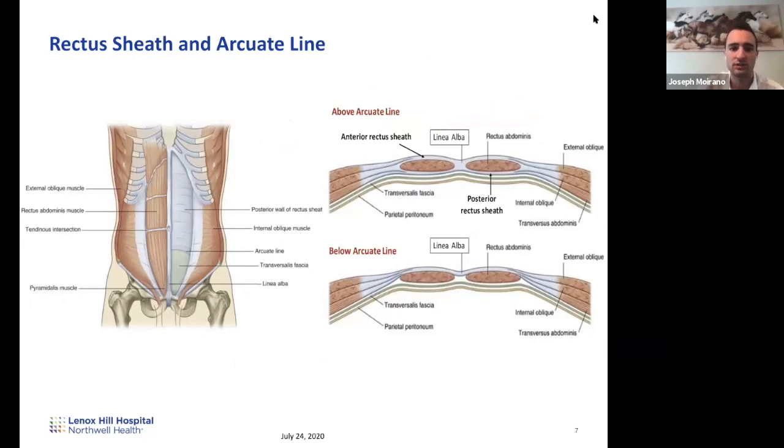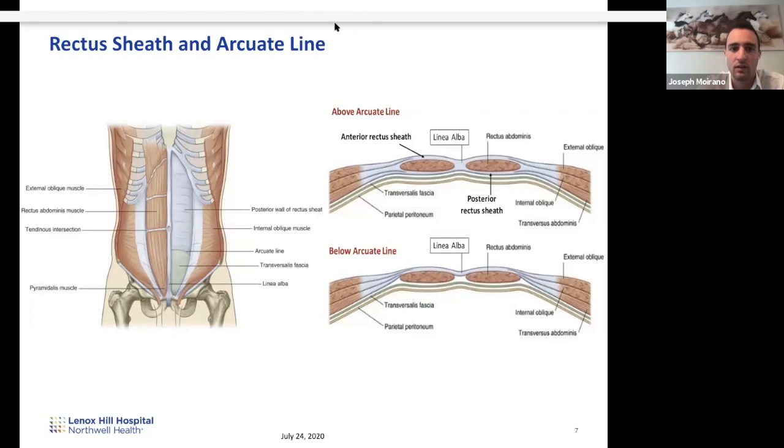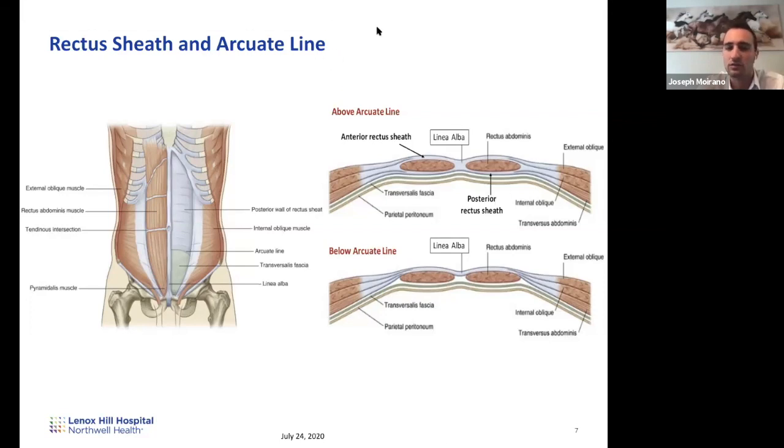Okay, so to expand on this and make sure that we have a little bit of an understanding of this, we're going to look at something called the rectus sheath and then the arcuate line. The arcuate line is really important because this right here is the arcuate line, and that denotes the region where the fascial layers of these muscles start to change, whether they go anterior or posterior to the rectus abdominis muscle. So that's going to be pretty much this region right here.